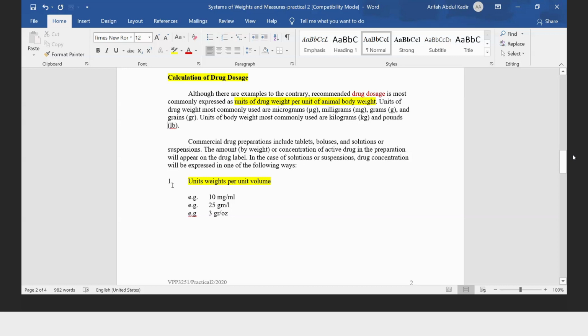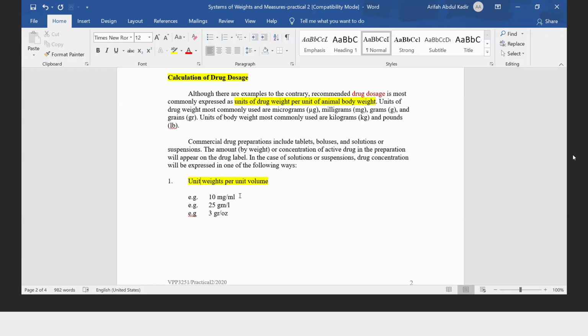Okay, for example, unit weights per unit volume. Okay, I think it shouldn't be an S there. Unit weight per unit volume. So for example, if the concentration of a drug is written on the label as 10 milligram per ml, that means each ml that you withdraw from the bottle contains 10 milligram.